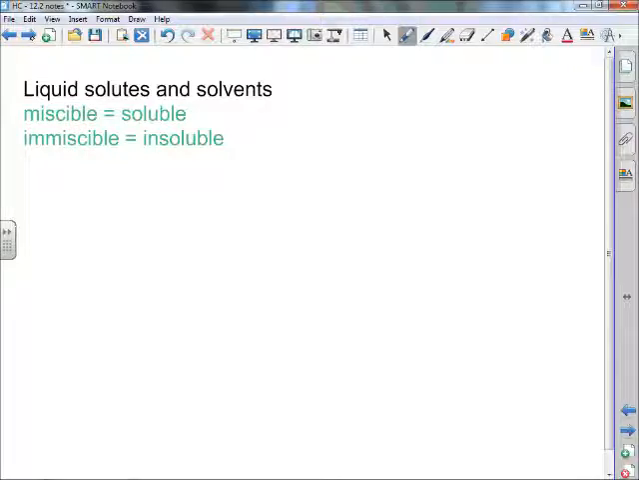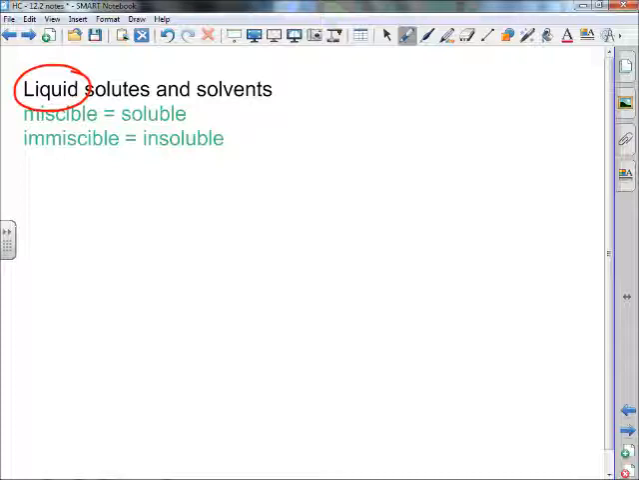All right, next thing, just two other terms here, miscible and immiscible. Just another way to say soluble and insoluble. These terms tend to get used with liquids. Gasoline and water are immiscible. Rubbing alcohol and water are semi-miscible. Okay, they do mix. All right, so just a couple little terms there, nothing too special.